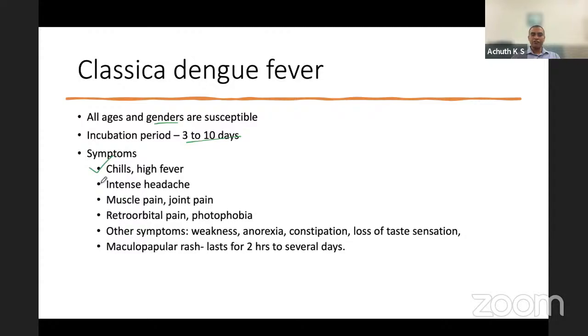Symptoms: chills, high fever, very badly intense headache, muscle pain, joint pain, and retro-orbital pain is characteristic. These three are very much characteristic in dengue. Also photophobia, and other symptoms like a normal fever, that is weakness, anorexia, constipation, loss of taste sensation, like simple viral fever also. And there's a rash which lasts for 2 hours to several days. You can see the rash for only a small amount of time, 2 to 4 hours, but you can see it for so many days also, 3 to 4 days. This is classical dengue fever.